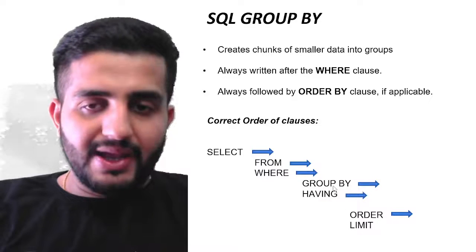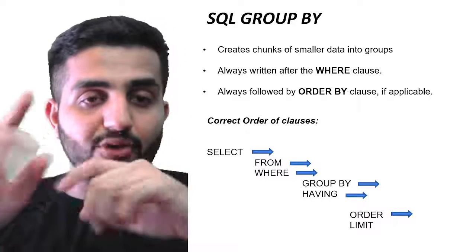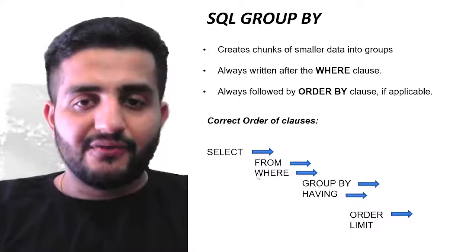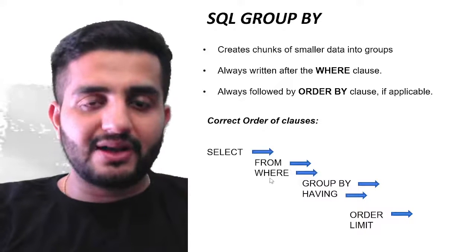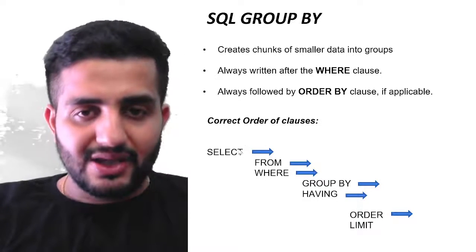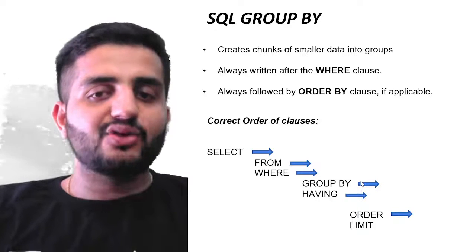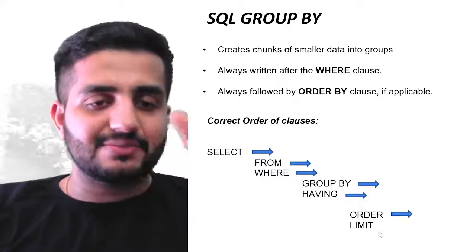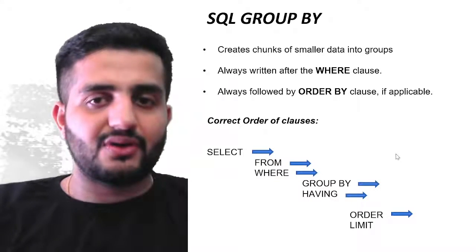And after group by your order comes. So your order is always after group by. And suppose you are not writing group by, so in that case order will come after where, and if you are not writing where either, then order will come after select. So this ordering is very important. First is select, then from, where, then group by, having, then order, and lastly limit. This is the correct sequence of your clauses.